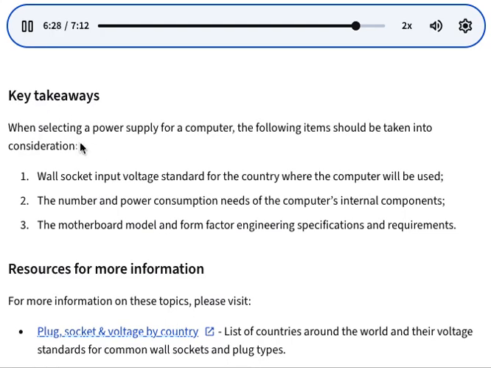Key takeaways. When selecting a power supply for a computer, the following items should be taken into consideration: wall socket input voltage standard for the country where the computer will be used, the number and power consumption needs of the computer's internal components, and motherboard model and form factor engineering specifications and requirements.